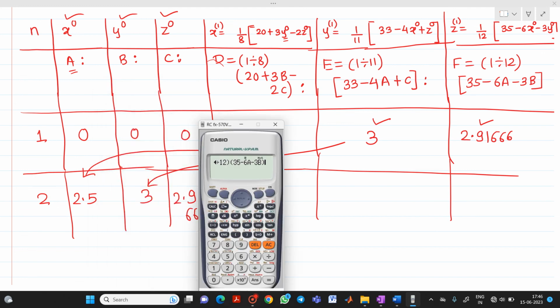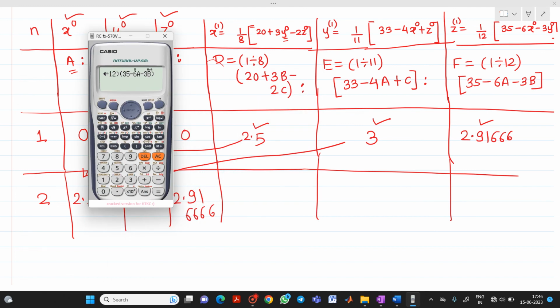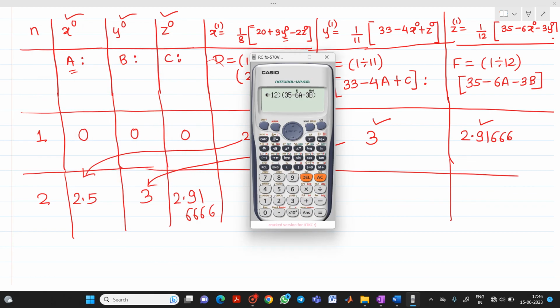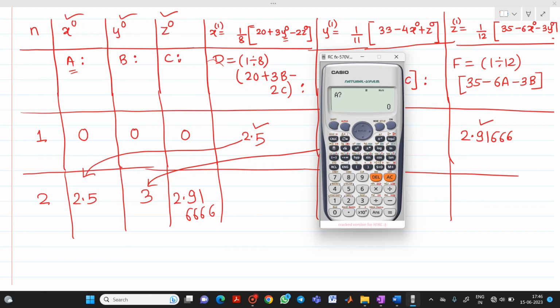Okay, so we got this answer 2.5, 3 and 2.9166 in the first iteration. Now while calculating the second iteration, you need to put the value of A as 2.5, the value of B as 3 and the value of C as 2.91666. So after putting A equal to 2.5, B equal to 3, C equal to 2.916666, what answer will you get?